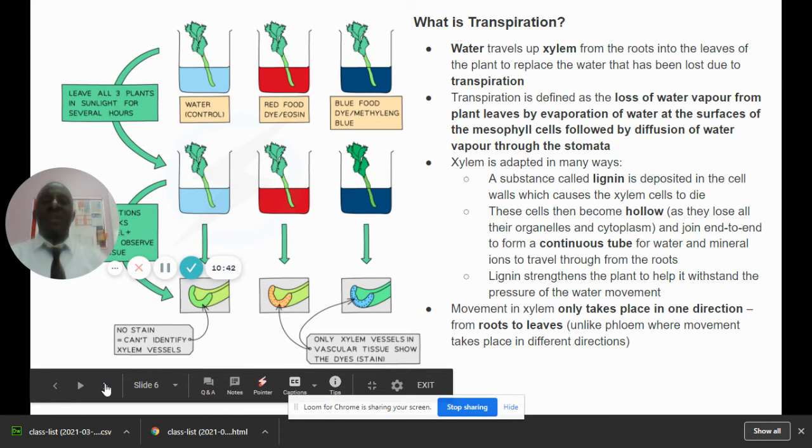When we look at transpiration, transpiration is the loss of water in the form of vapor to the atmosphere from plants. Transpiration is promoted by certain factors. We say transpiration is a necessary evil. It has advantages and disadvantages.